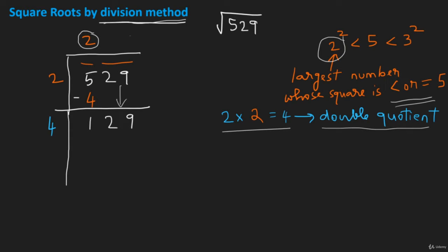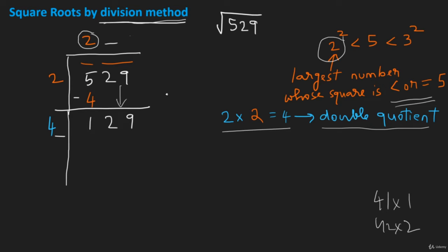Now the next step is we need to decide what digit to fill in this place, such that this digit into 4 and this digit. For example, if you're putting 1, then we will be looking at 41 into 1. If you're putting 2 over here and 2 over here, that would be 42 into 2, right? So we need to find what digit to put over here such that if we multiply that digit with 4 and that digit, it's as close to 129 as possible.